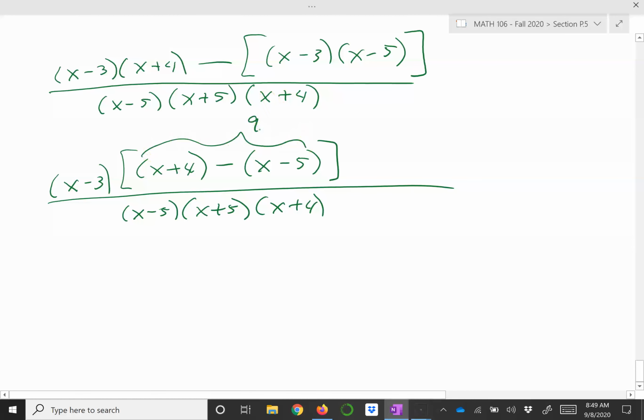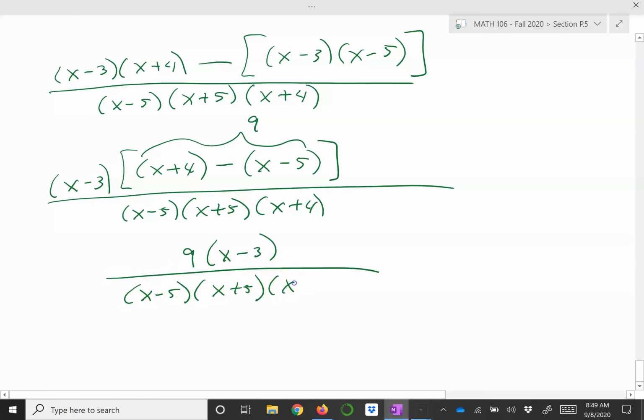So now my fully factored final answer is 9 times x minus 3 all over x minus 5, x plus 5, x plus 4. Look at that. So that was pretty easy.